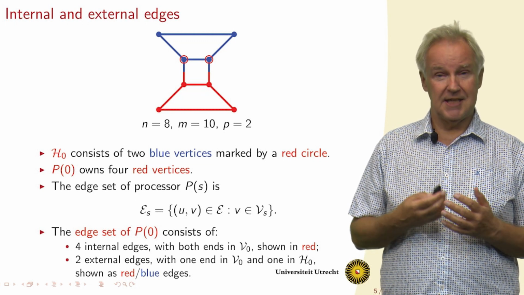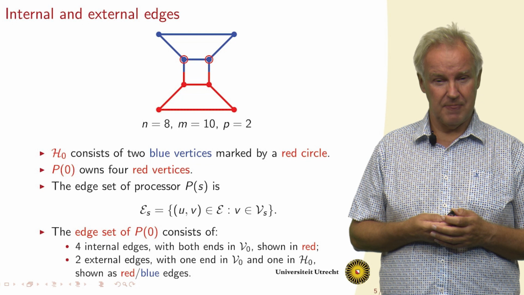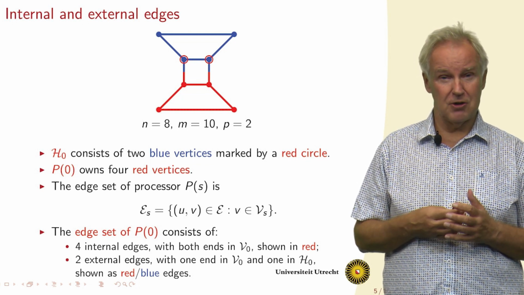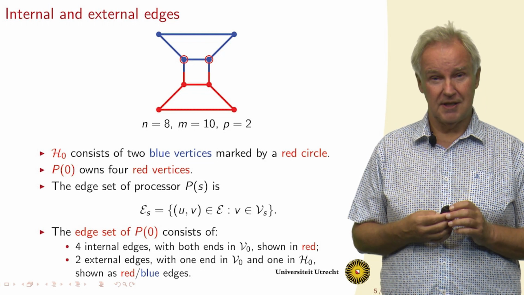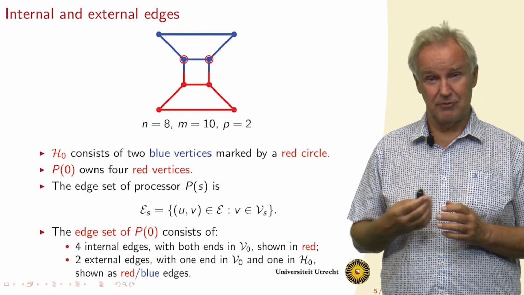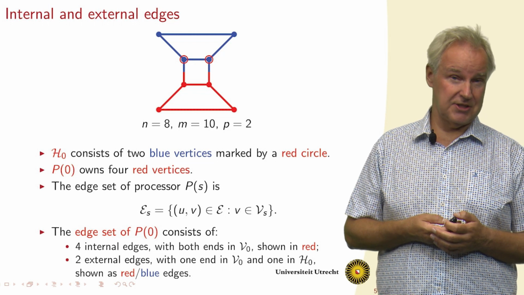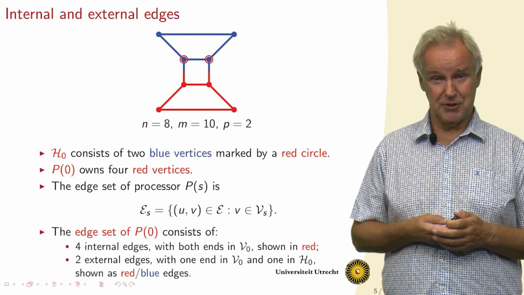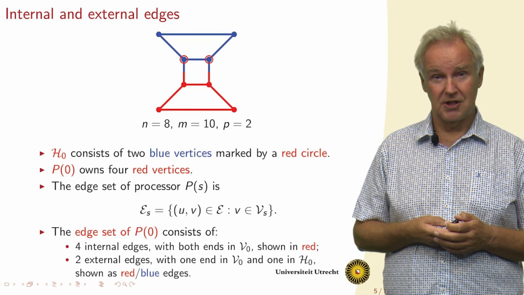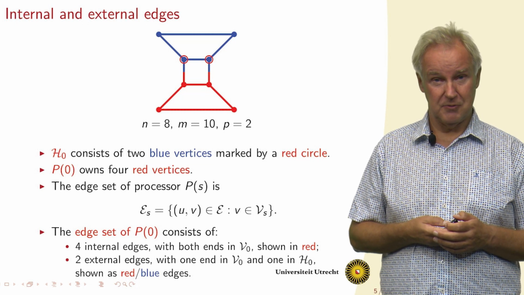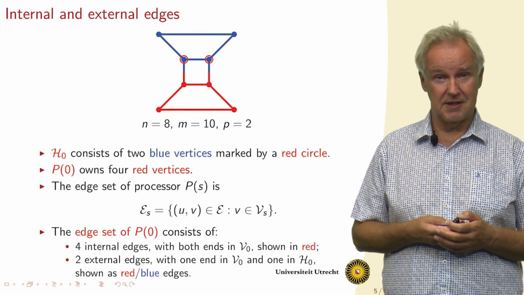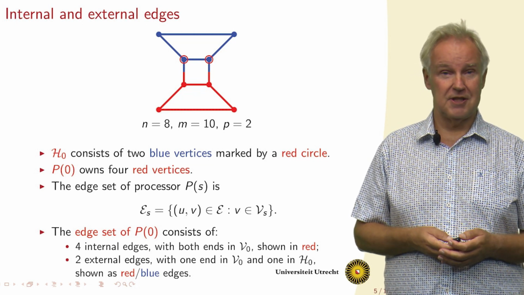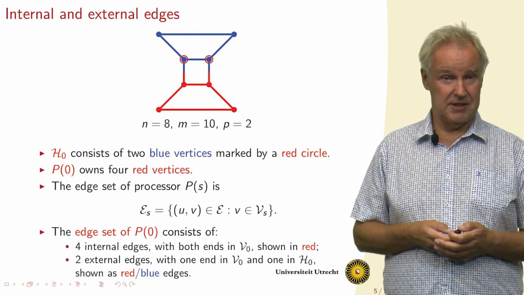vertices, and the edge set of this processor is the set ES, which is defined as all edges UV, where V is in the vertex set. And this edge set for the red processor consists of six edges: 4 internal edges, which are shown completely red, and 2 external, also called cut edges, which are shown in red and blue.